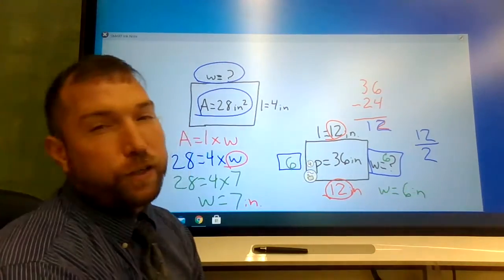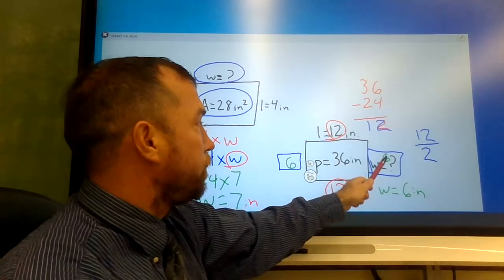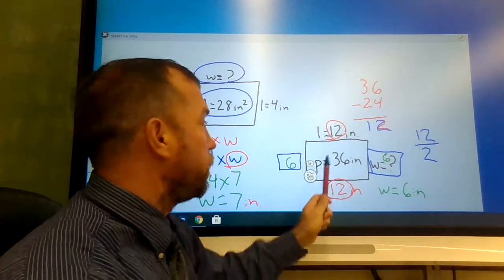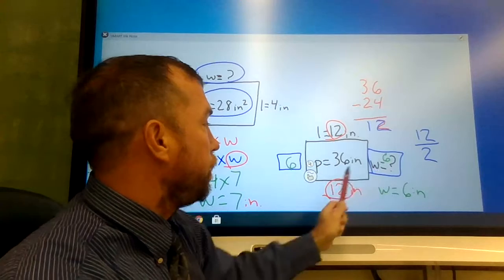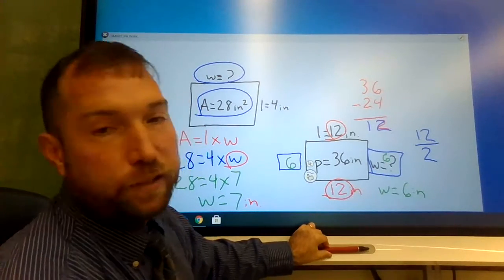And then if you're not sure, if you don't believe me, we can go back and we can try that, right? 12 plus 6 makes 18. That's halfway. We can either double it to 36, or 12 plus 6, 18, plus 12 more makes 30, plus 6 more makes 36.